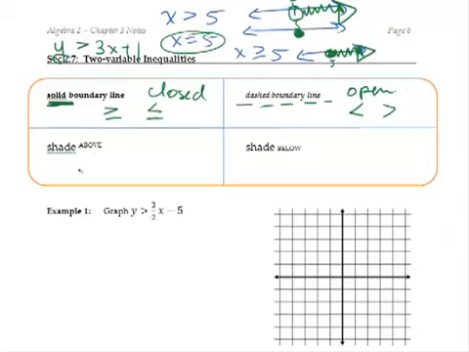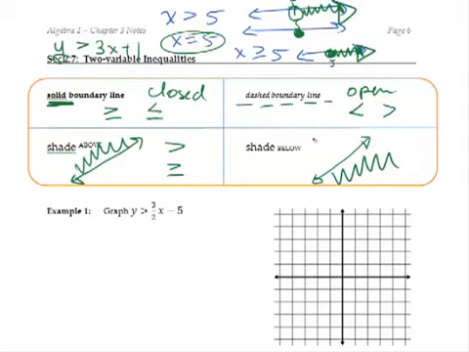You're going to shade above your line. So for example, you'll have some line, either solid or dotted, and you'll be shading above it when it's a greater than or a greater than or equal to symbol. And you will have some line, again dotted or solid, shading below when you have a less than or less than or equal to symbol. Let me show you what I mean.